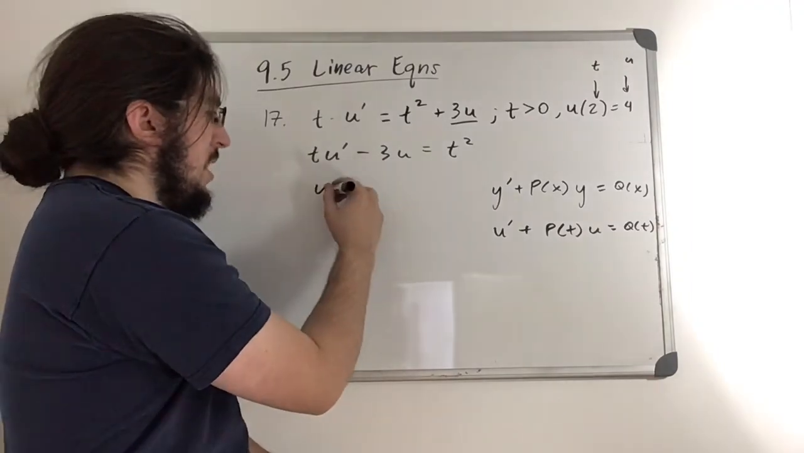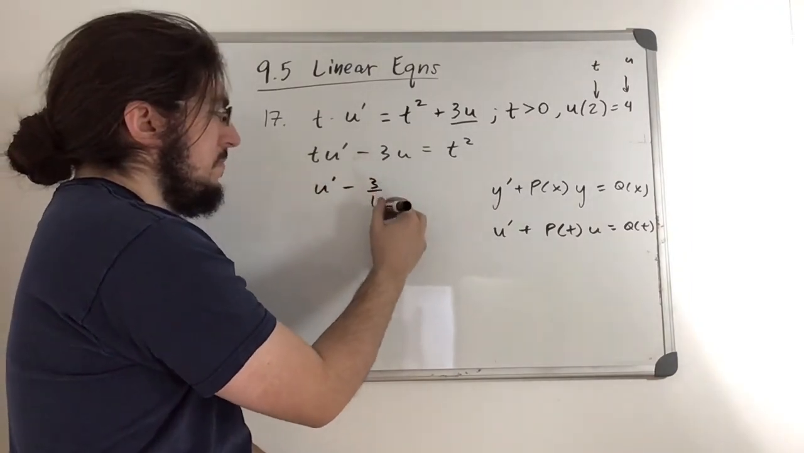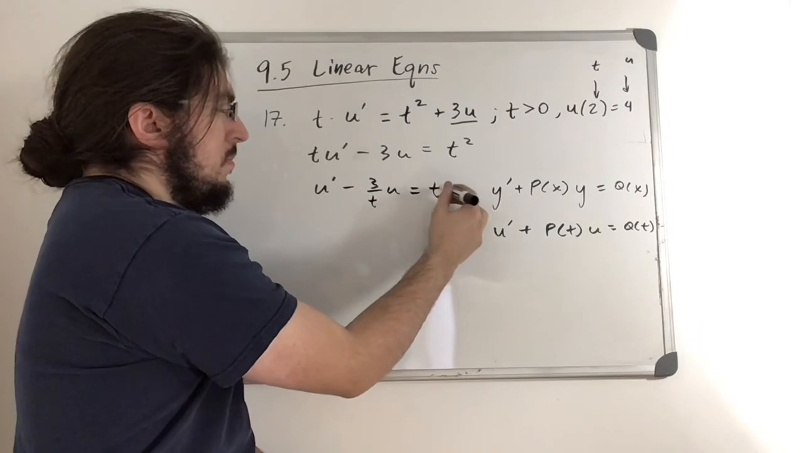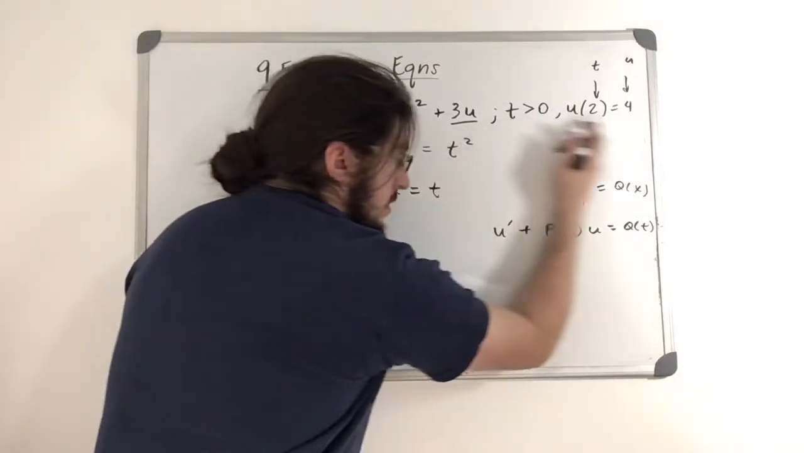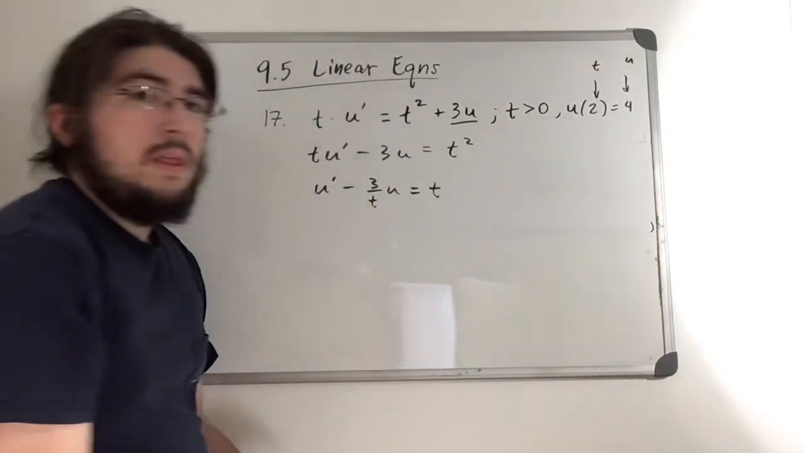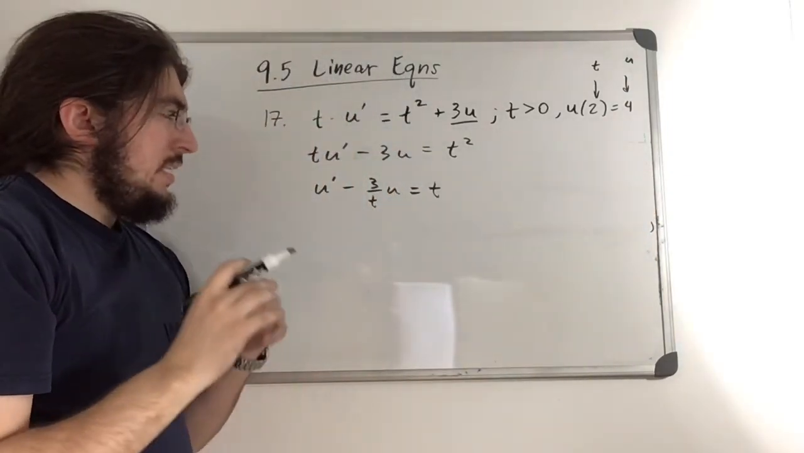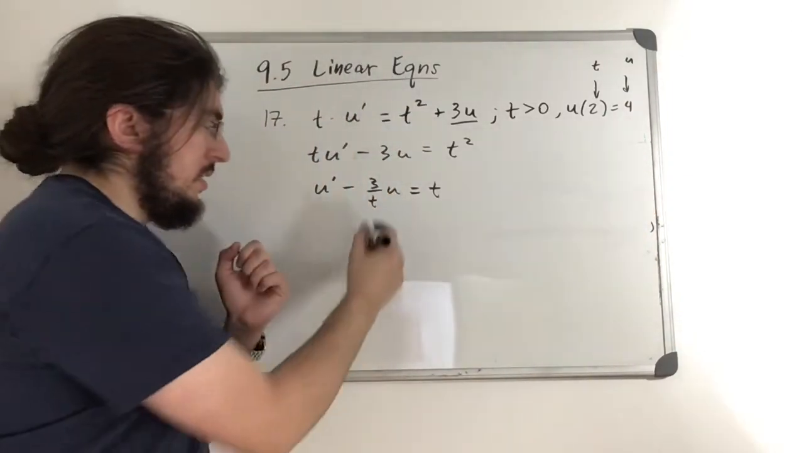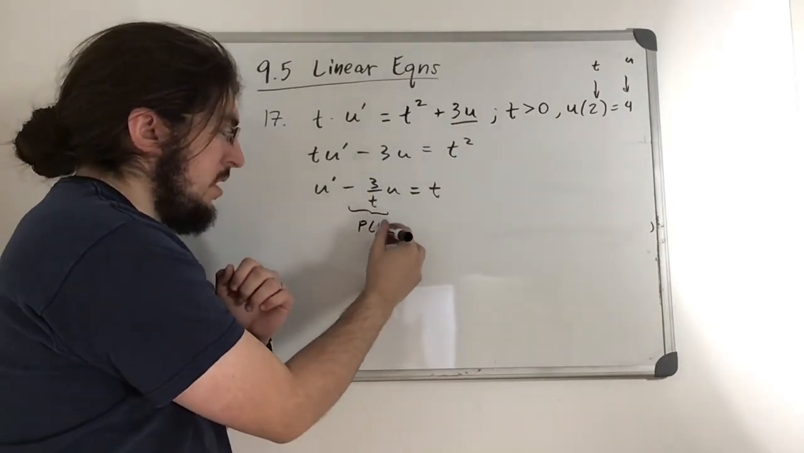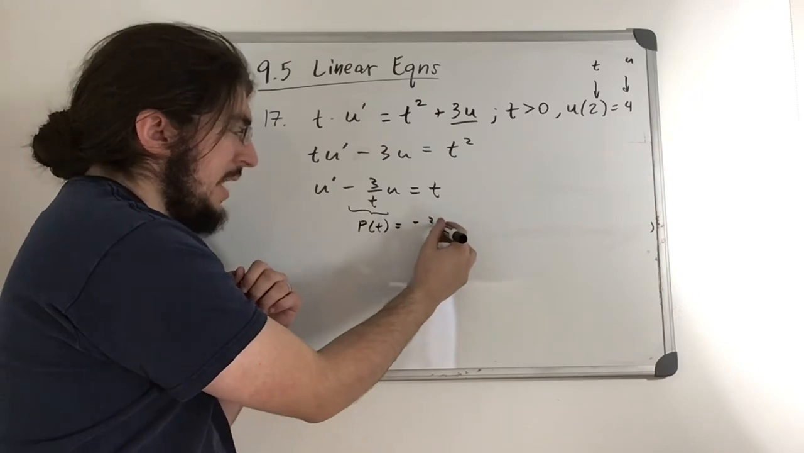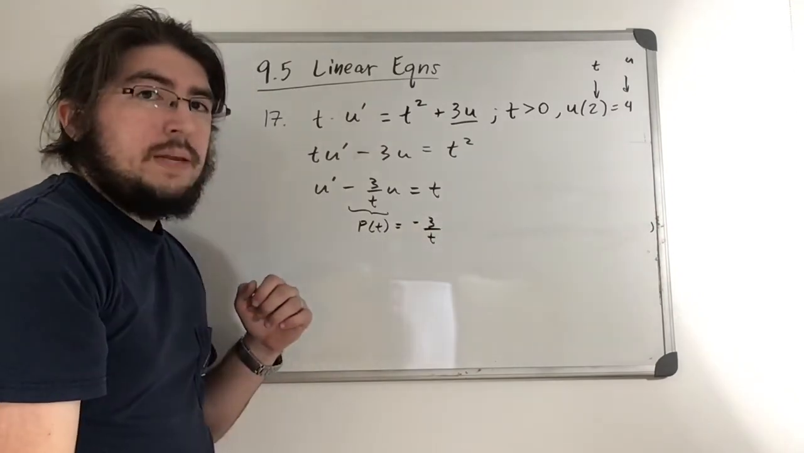Dividing everything by t gives us this. Right? t squared divided by t is just t. Let me erase this. Right? And like I said, I wanted to do something a little different. So this thing right here, this is p of t. You have to be careful. It's negative 3 over t.